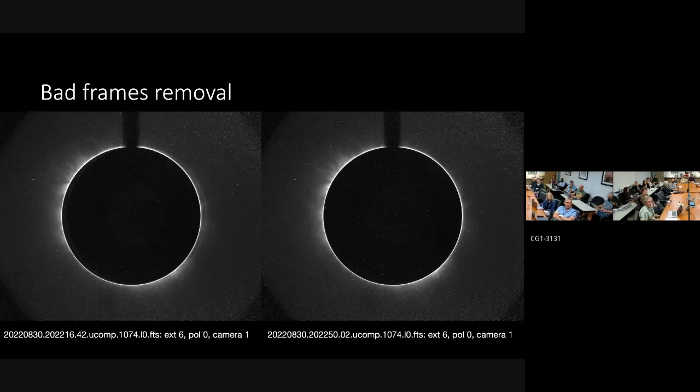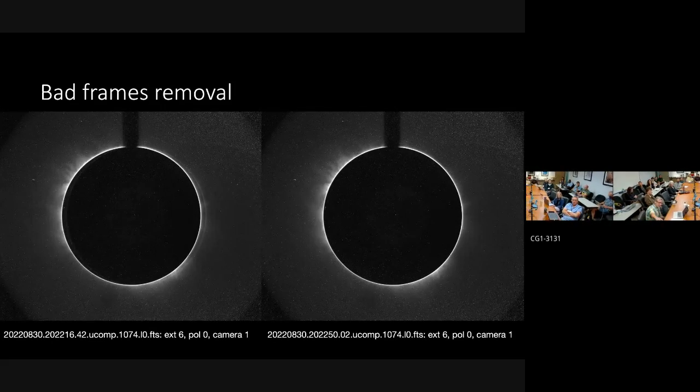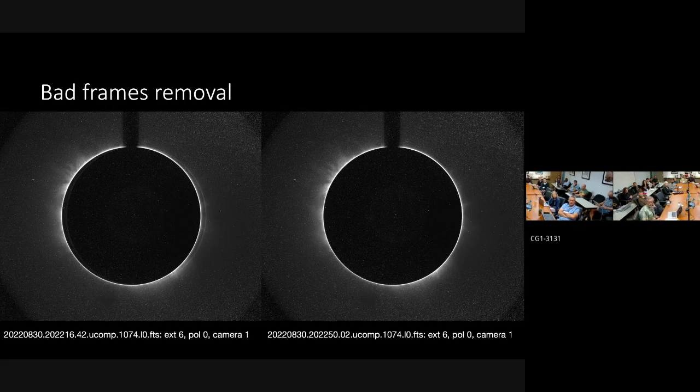And here's an example bad frame. On the right, you can see that there's a little halo outside the occulter there, right? And so here's for the very next file, that same exact extension of polarization state and camera, what it should look like. Do you have an automated way to detect these bad frames, or is it by eye?